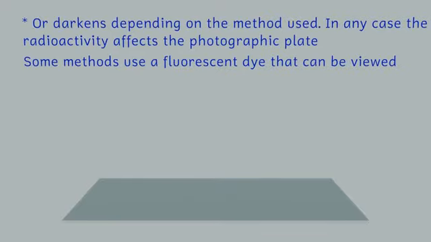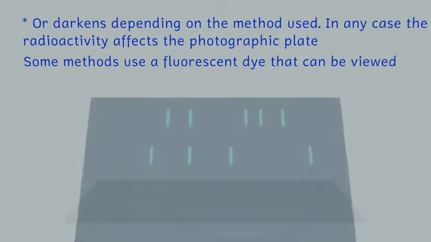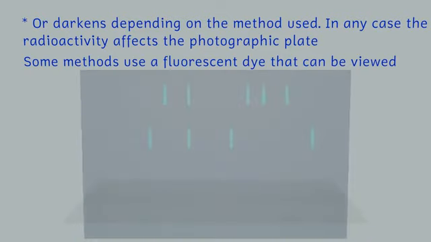So now I have a nylon mesh with radioactive samples of DNA, but I still can't see the DNA, radioactive or not. Finally, I put my nylon mesh onto a photographic plate. Radiation has the same effect on a photographic plate as light does: it lightens the plate, and so I end up with a photographic plate with bands corresponding to those fragments of DNA.